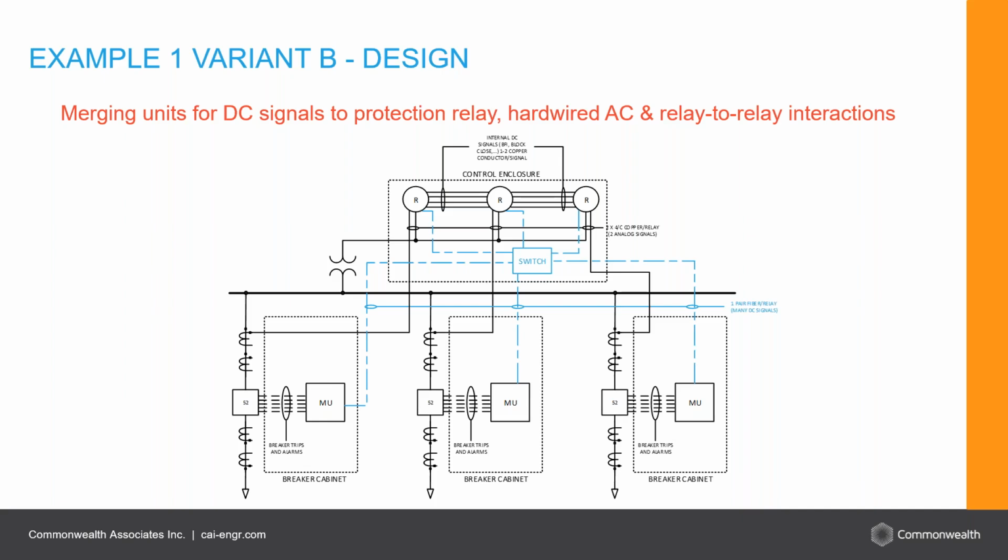The switch and the communications equipment is normally kept in the control enclosure. And this would basically be implementing part of a process bus, because the AC signals are still hardwired. It's not a full process bus per se. It doesn't use sampled values, but this is one example that we have also seen in the 61850 world.